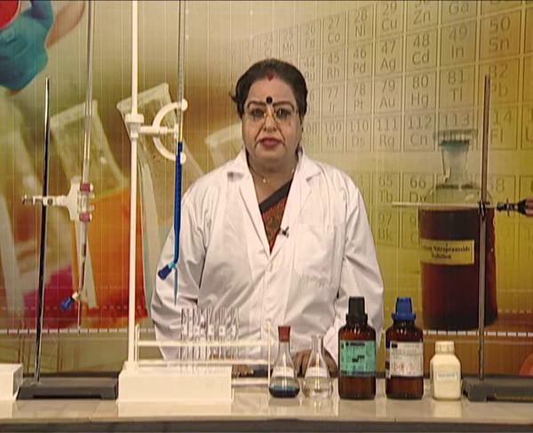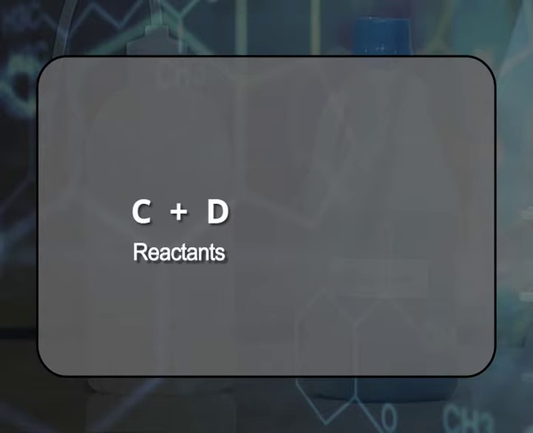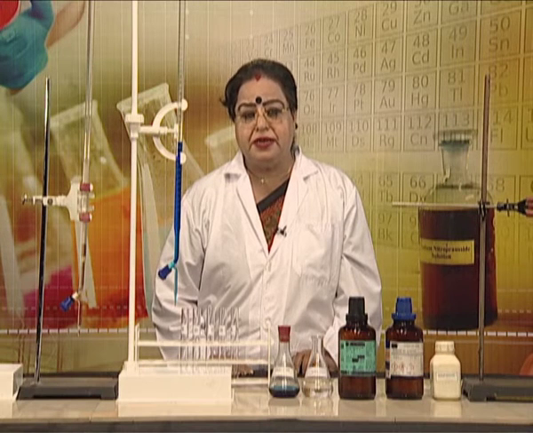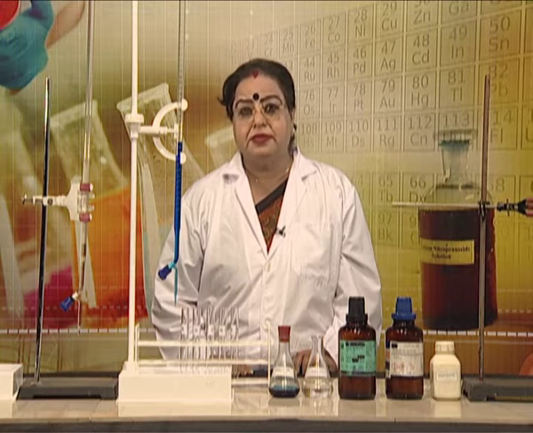We write it like this: we write A plus B, then an arrow in between, and then on the right hand side we write C plus D, where A and B are the reactants and C and D are the products. Here you just note down that we have put a single headed arrow pointing towards the direction in which the products are formed. That means reactants react and give the products.